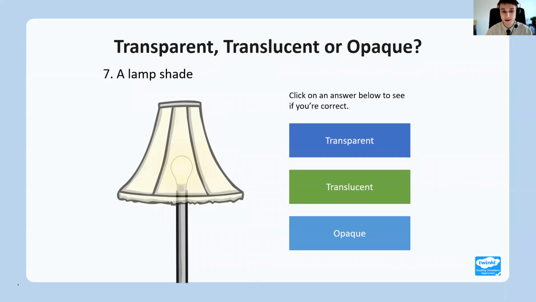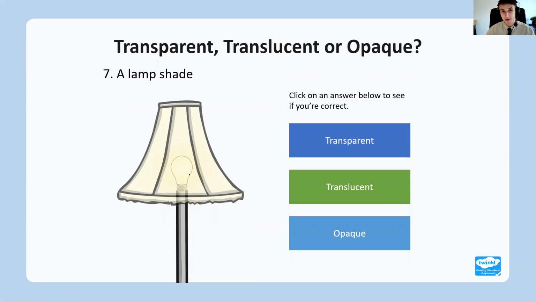A lampshade. But the picture sort of gives it away. That would be translucent because you can sort of see the shape of a light bulb, can't you, from behind the lampshade? And if you put your fingers in a lampshade and sort of wiggle them about, people will be able to see you wiggling them about.